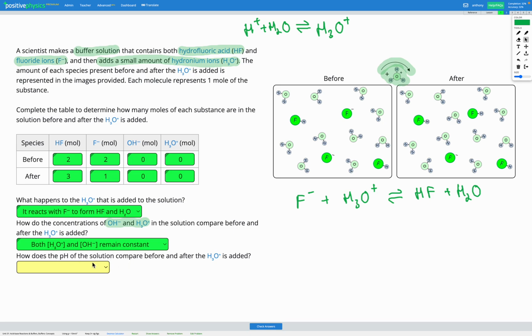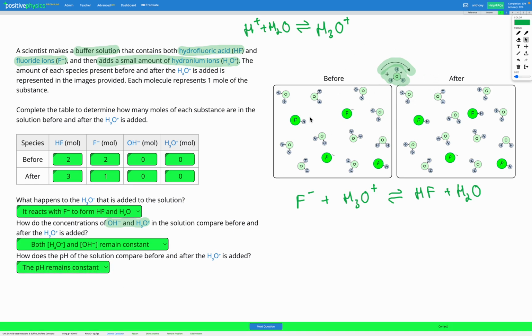And lastly, how does the pH change? Again, pH is dependent on our H3O plus, or in other words, H plus, and our OH minus concentrations. If we increase the concentration of OH minus, we'd get a more basic solution, in other words, a higher pH. If we increase the concentration of H3O plus, we get a more acidic solution, in other words, lower pH. But in this question, we've neither increased nor decreased those. They're both staying at 0. So how does the pH of the solution compare? It's going to be the same, remaining constant, before and after.